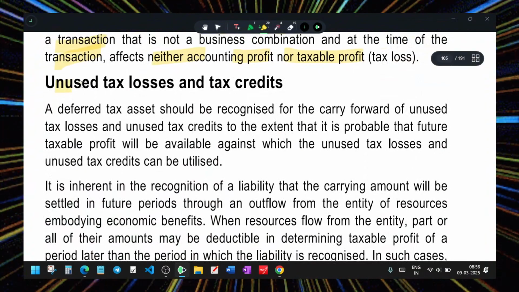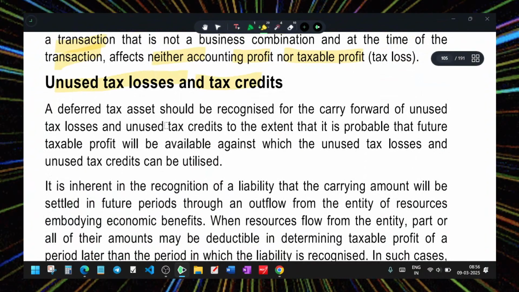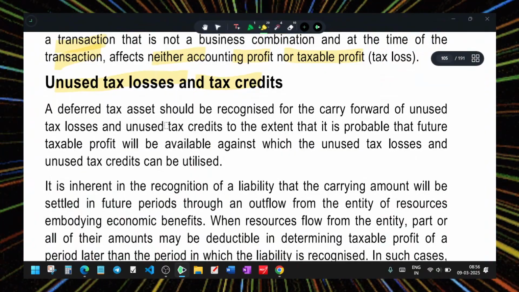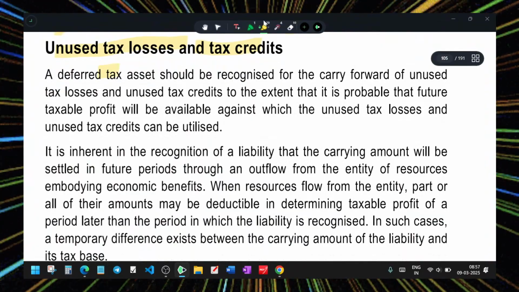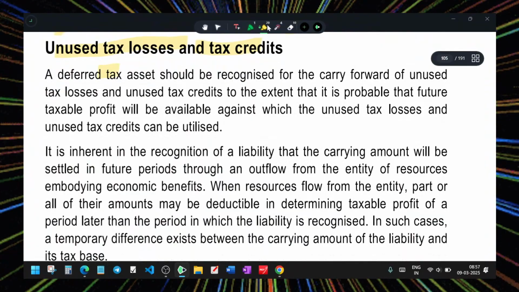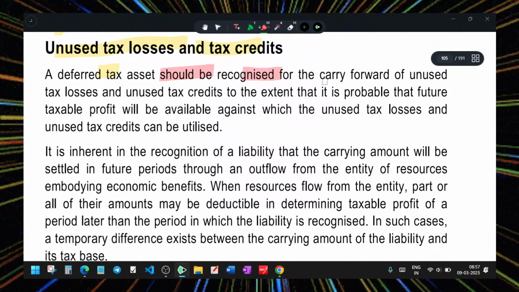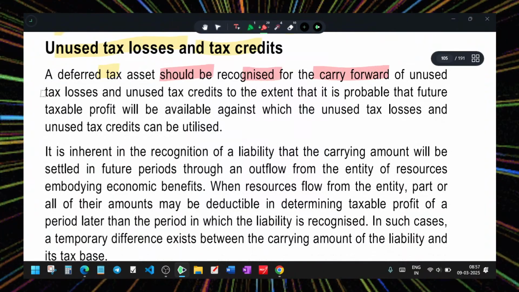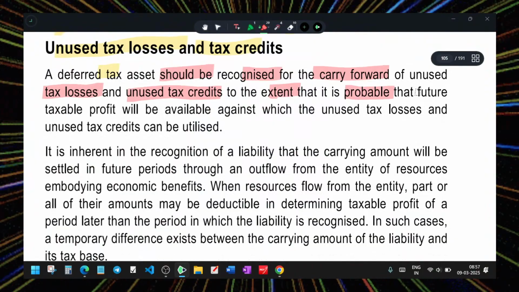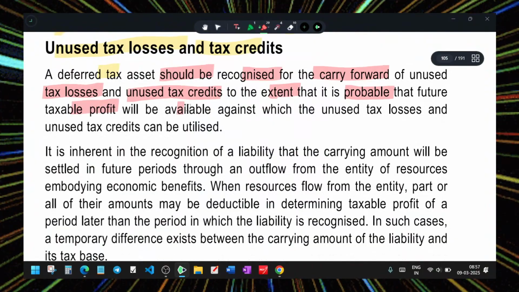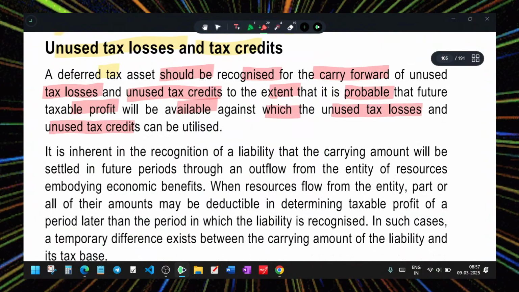Then unused tax losses and tax credit. What? Sir, I am carrying forward for 8 years, sir. It's not been used. Carry forward. Deferred tax asset should be recognized for carry forward of unused tax losses and unused tax credit to the extent that it is probable that a future taxable profit will be available against which unused tax losses and unused tax credit can be utilized.